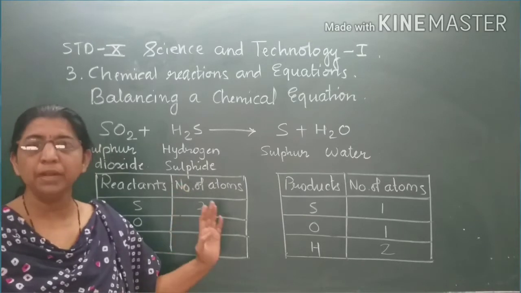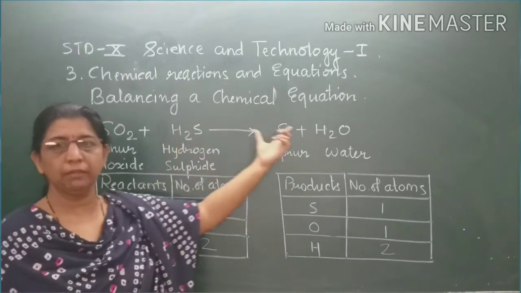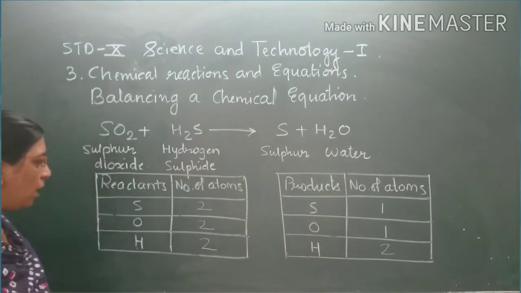Now where the elements don't have the same number of atoms, try to equalize them. Now this is simple mathematics. It's like an equal sign in between, and LHS must be equal to RHS. Let us see how to solve this.